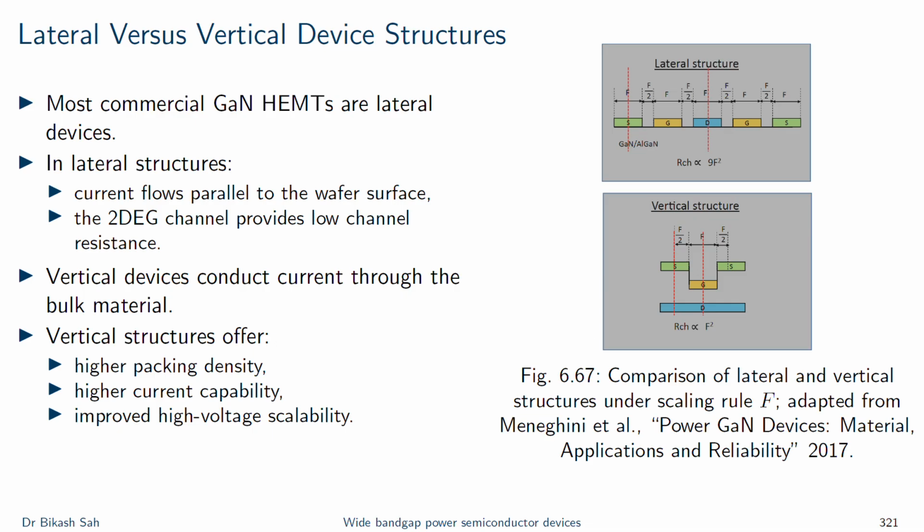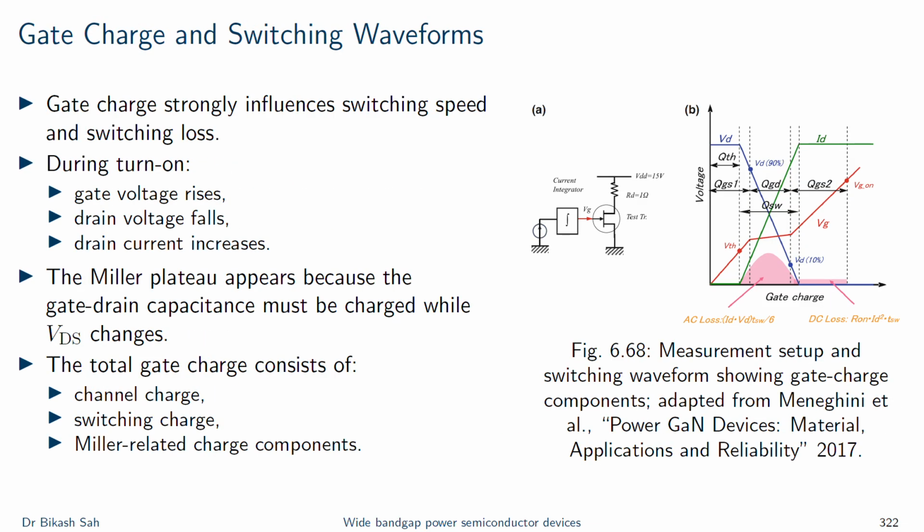Most importantly, I would say the key takeaway is that vertical GaN has not already replaced lateral GaN. It has not actually. Commercial maturity is still much greater for lateral GaN HEMTs, but for future high voltage and high current applications, people are preferring vertical GaN structures. And there is a lot of research going on in vertical GaN structures at the moment.